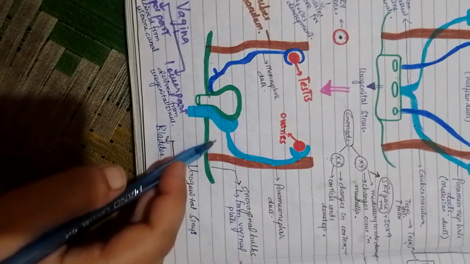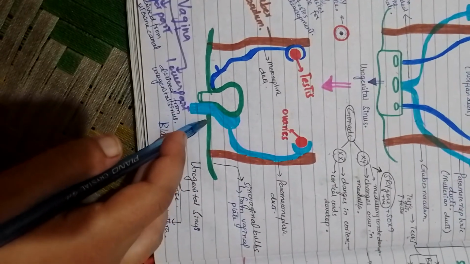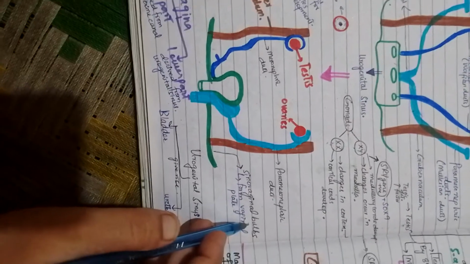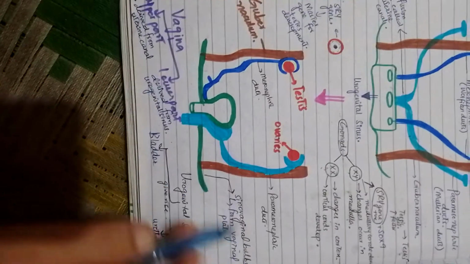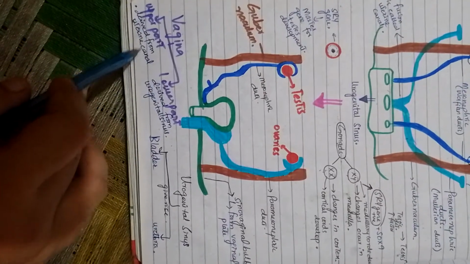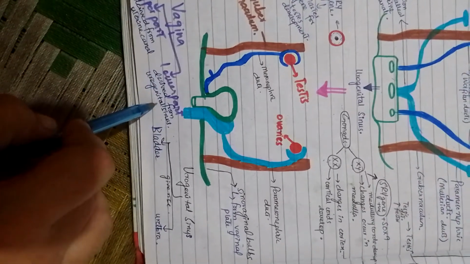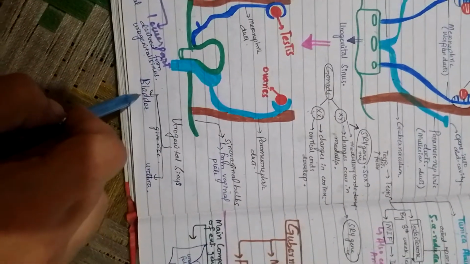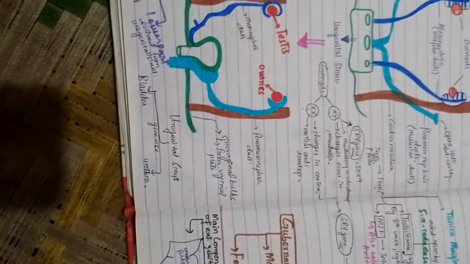And in females, this structure is called the sino-vaginal bulbs, which forms the vaginal plate. And we know that the vagina has two parts, upper part and lower part. Upper part is derived from the uterine canal and the lower part is derived from the urogenital sinus. The urogenital sinus gives rise to two structures, that is bladder and urethra.